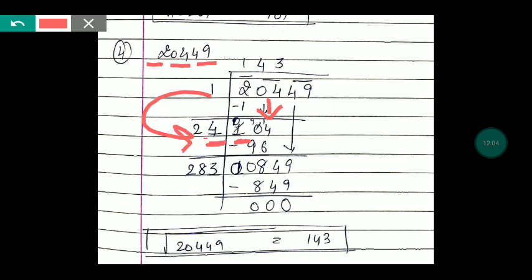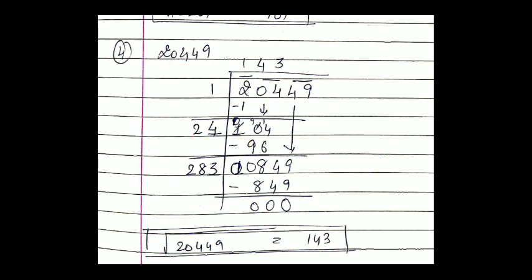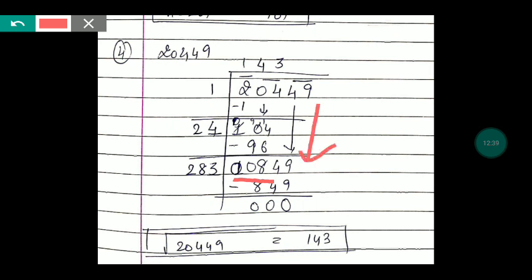Now here you will keep the double of 1, that is 2. Now what digit will you keep over here so that you get an answer nearer to 104? So 24 4s are 96. 25 5s is 125, that is bigger than 104. And 23 3s are 69, so that is quite smaller. So we will take 24 4s are 96. Subtract and you will get 104 minus 96 as 8. Bring the second group down, 49.